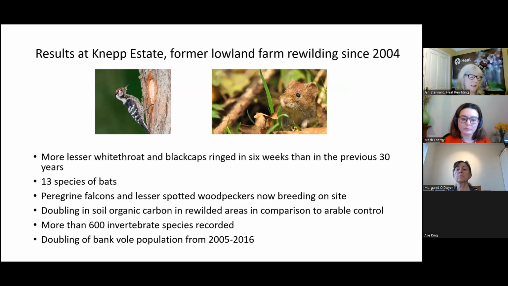Huge numbers of invertebrates, lots more than they've recorded, and their bank voles have doubled. You think, why is that key? Well, of course, bank voles are part of the food web. They're eaten by owls and raptors, and all of these species are all about the lower orders, the insects and so on, feeding the ones above and the ones above, and you'll have all done that at school, I'm sure, but it's a really key point.